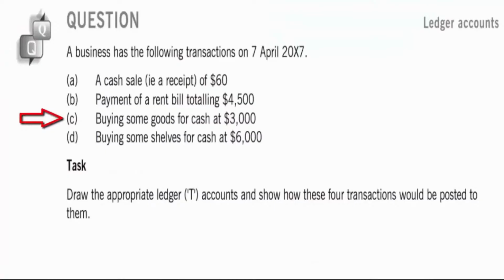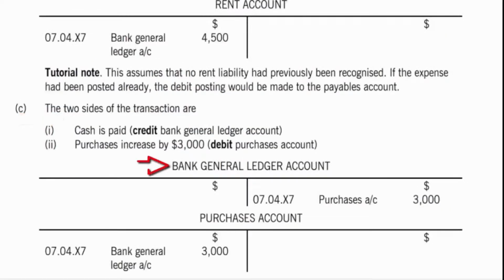Transaction C. Buying goods for cash at $3,000. The business purchases goods for $3,000 in cash. Here's what happens. 1. Cash, an asset, decreases because the business spends $3,000. This is recorded as a credit in the bank general ledger account. 2. Purchases, an expense, increases because the business acquires goods for resale or use. This is recorded as a debit in the purchases account. How it's recorded in the ledgers. Bank general ledger account. Credit, $3,000 to the purchases account. Purchases account. Debit, $3,000 from the bank general ledger account.